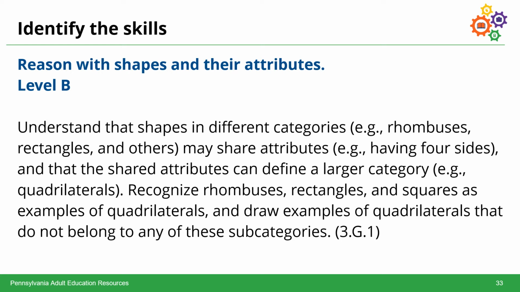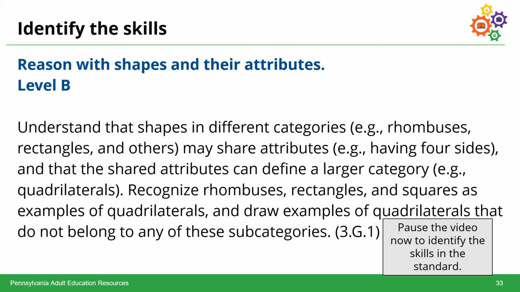Understand that shapes in different categories, like rhombuses, rectangles, and others, may share attributes, like having 4 sides, and that the shared attributes can define a larger category, like quadrilaterals. Recognize rhombuses, rectangles, and squares as examples of quadrilaterals, and draw examples of quadrilaterals that do not belong to any of these subcategories. The first step in unpacking is to identify the skills in the standard.